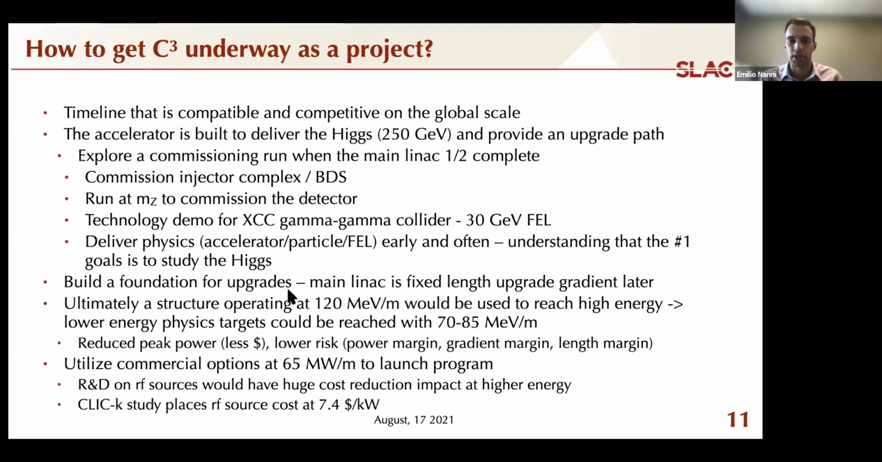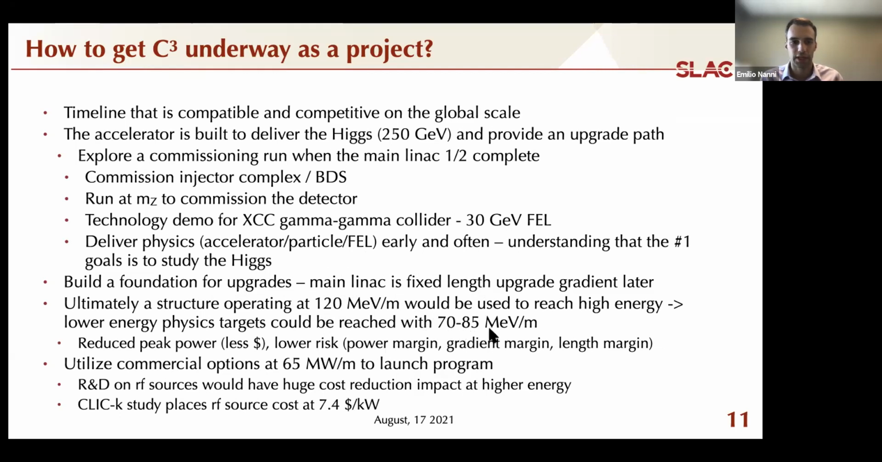We want a machine that builds a foundation for upgrades. So the main LINAC, at least for the first upgrade, would be fixed in length, and we would upgrade the gradient that the LINAC is operating at a later date. Ultimately, that gradient would be 120 megavolts per meter in the structure itself. So we're starting somewhere in the range of 70 to 85 megavolts per meter.